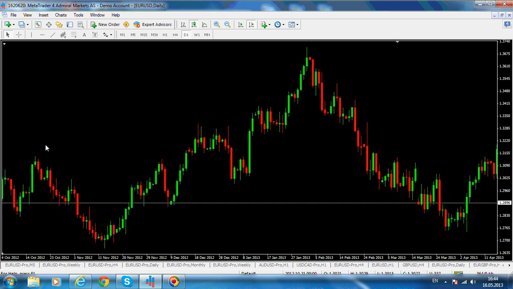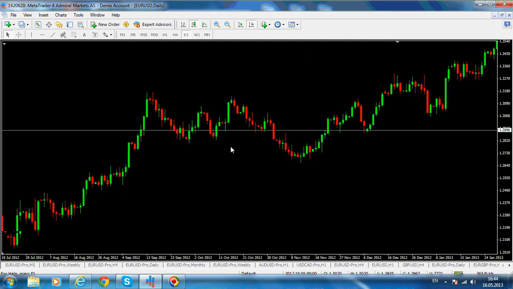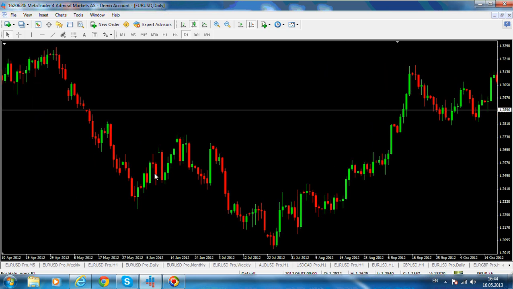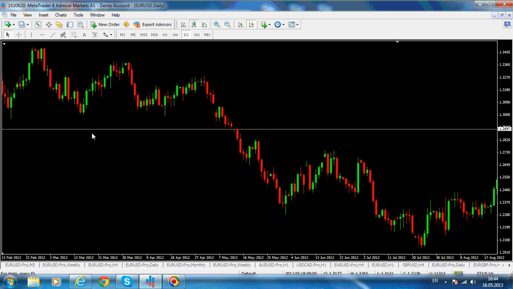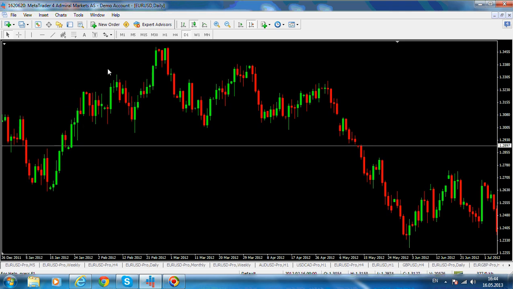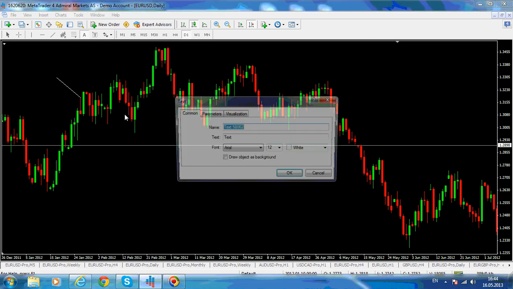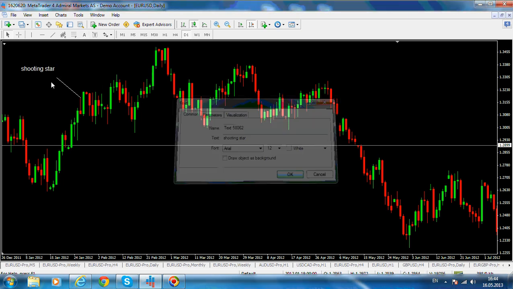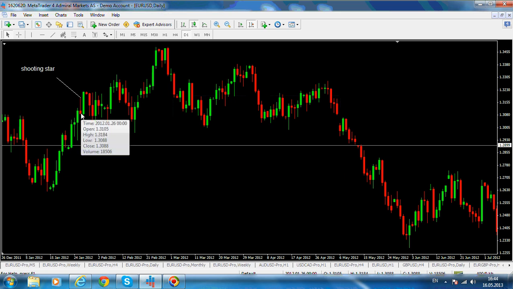Now let's see if we have a shooting star somewhere. Not here, not here. Ideally, the real body should be at the lower extreme of the star. This is called a shooting star, and this is a perfect shooting star in terms of the shape. This is how it should look, with the real body either red or green, it doesn't really matter.